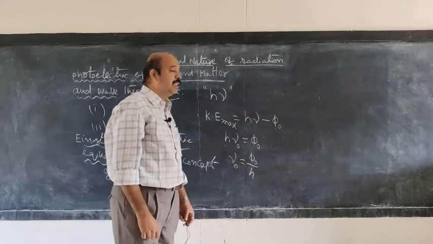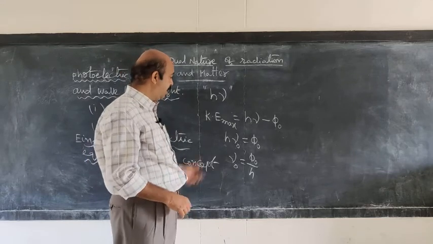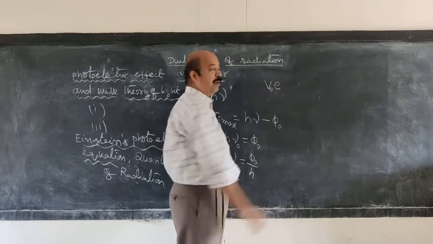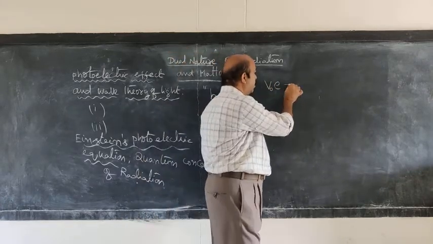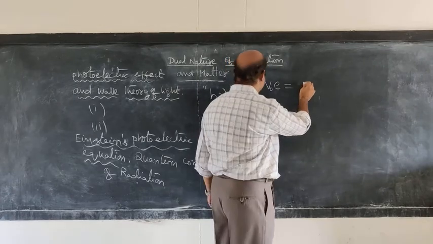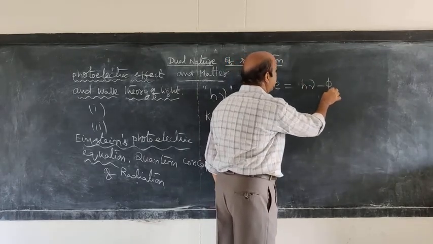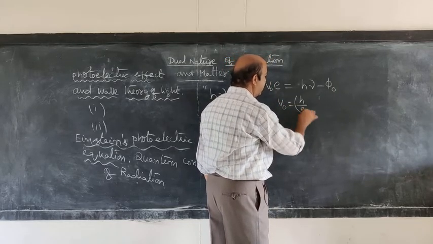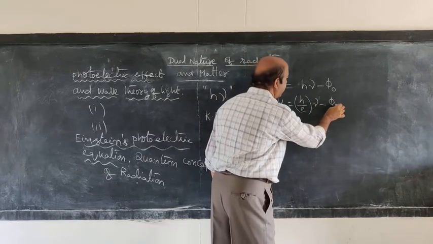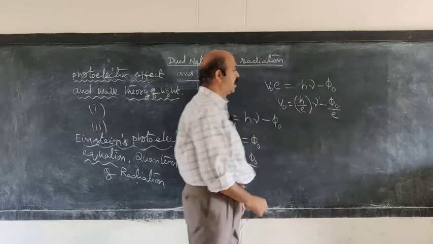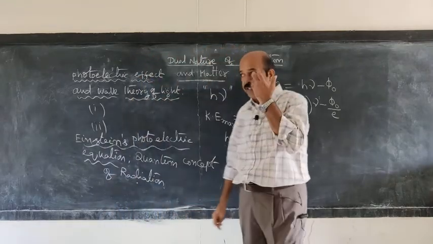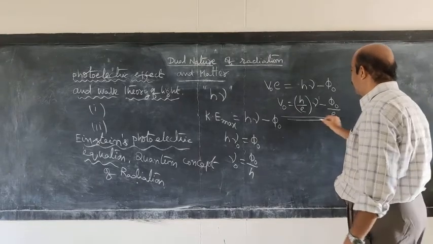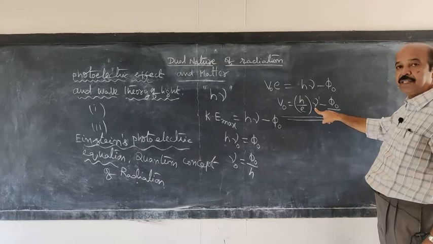And in terms of stopping potential, maximum kinetic energy can be written as stopping potential multiplied with electron charge. So that is equal to h nu minus phi naught. Therefore V naught is equal to h by e into nu minus phi naught by e. So this is also another form of photoelectric equation. This shows a linear relation between the stopping potential and the frequency of the radiation.